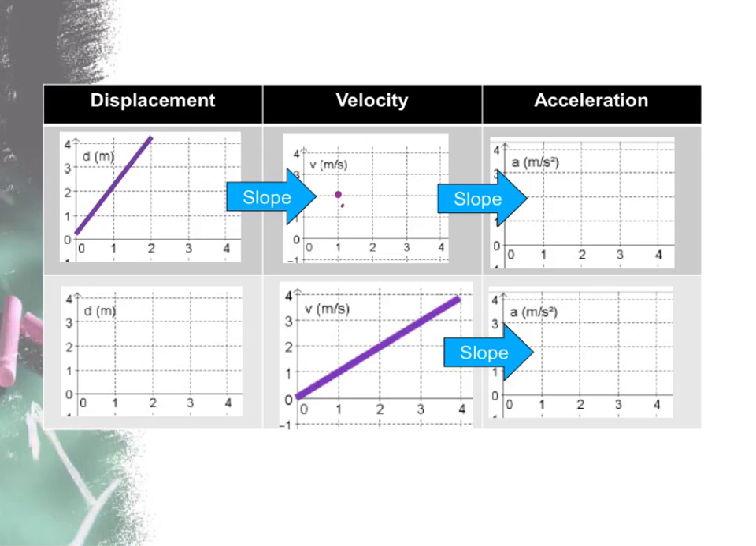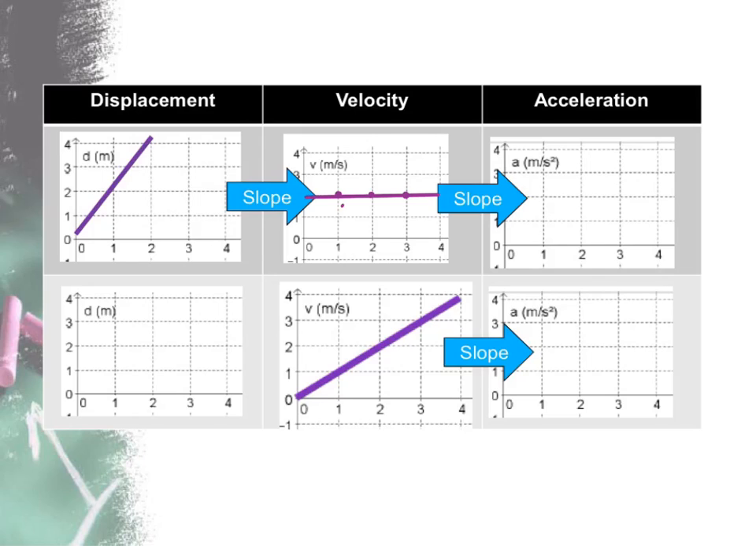Now, if I pick another point on the line and ask myself what is the slope of the line near that point, I'm still going to get a number of 2 over 1. And no matter what point I pick along this line, I'm always going to get 2 over 1. So a line for displacement versus time will give me a constant velocity. The velocity will not change.